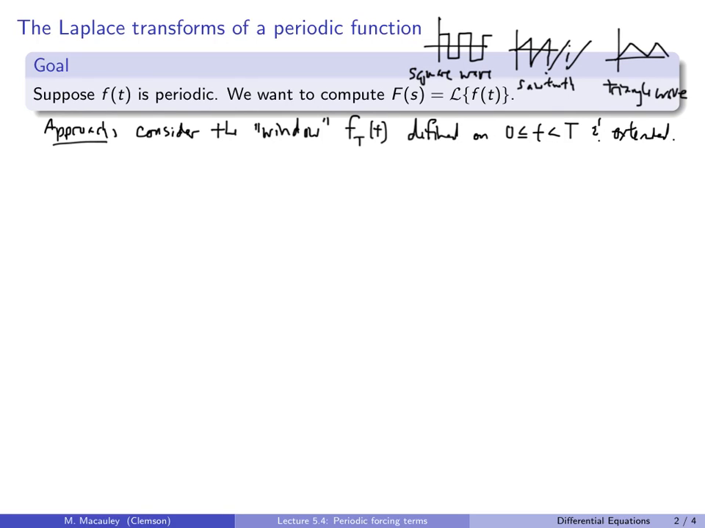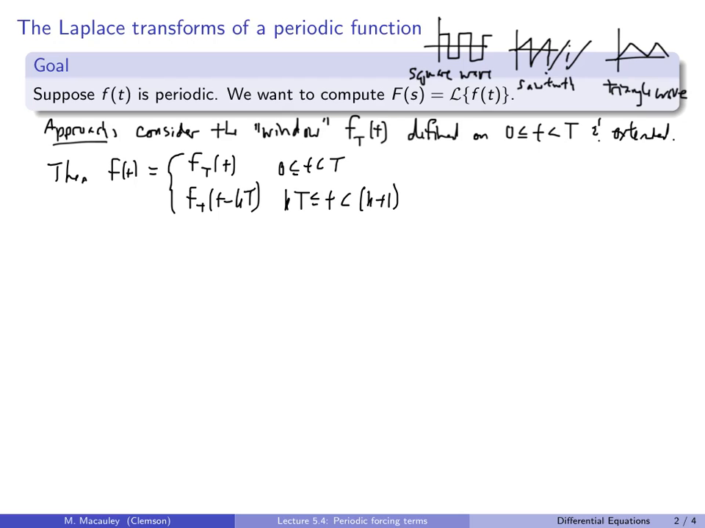So let me first write this. Then f of t is just the window, or just this basic little function. Think of this as our signal on 0 to T, and then it's going to be f sub T of t minus kT in this range. Oops, kT. So this thing here is the kth translate of the window.